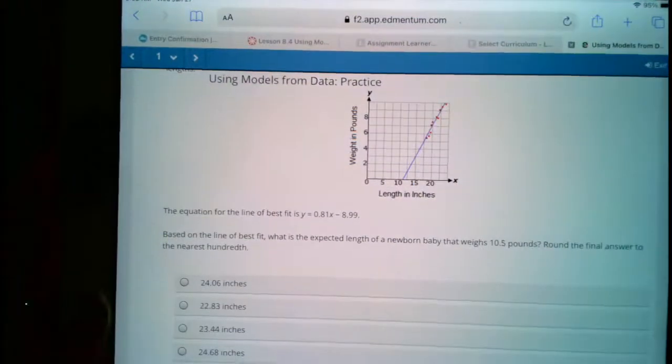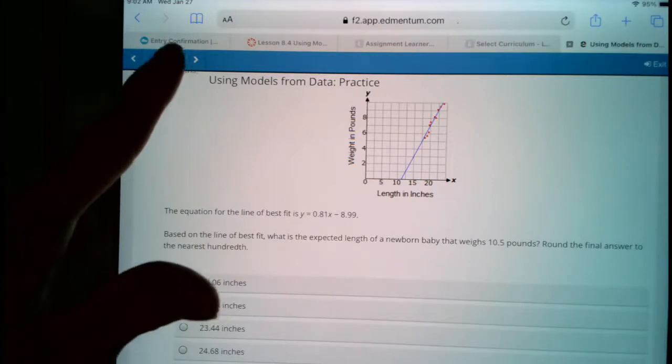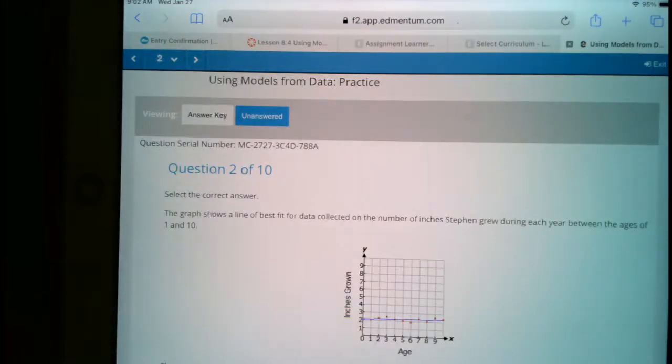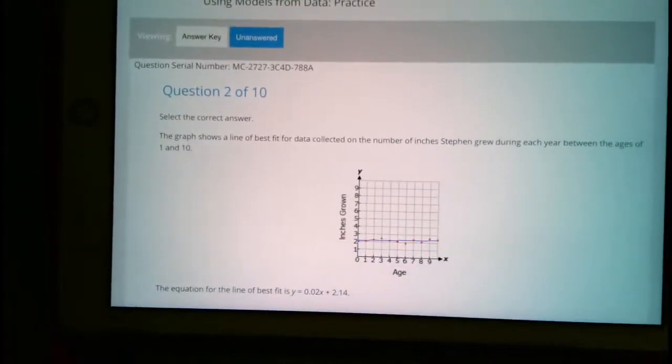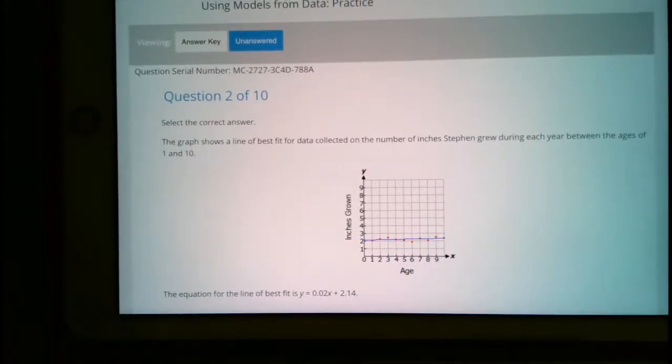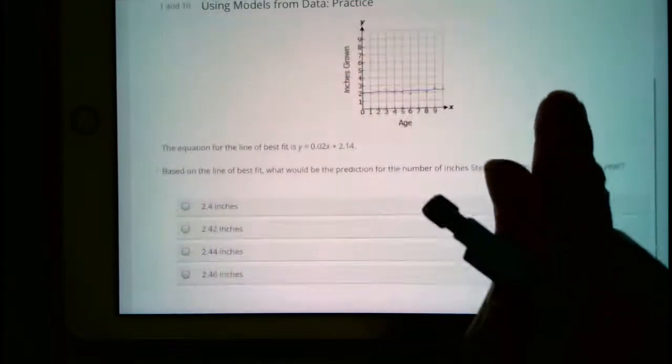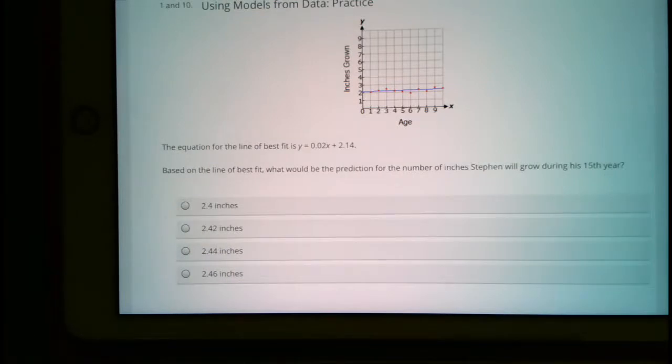If we look at a similar problem, on problem number 2 here, again, you have randomly generated questions, but it says that the graph shows a line of best fit for data collected on the number of inches Stephen grew during each year between the ages of 1 and 10. The equation for the line of best fit is y equals 0.02x plus 2.14. The question then says, based on the line of best fit, what would be the prediction for the number of inches that Stephen will grow during his 15th year?